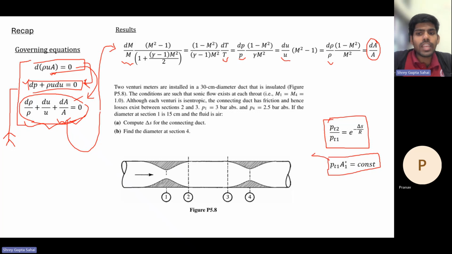we see that the sonic area, let's not call it sonic area, people call it throat area, but let's call it A star. The product of A star with total pressure remains constant. We'll see that today also. We kind of used it in this problem as well. So these are the things that we looked at.